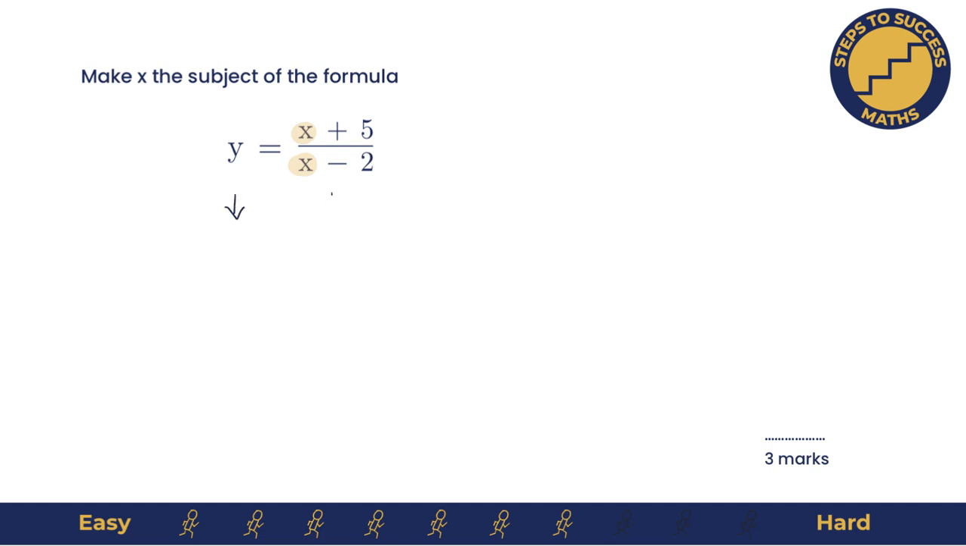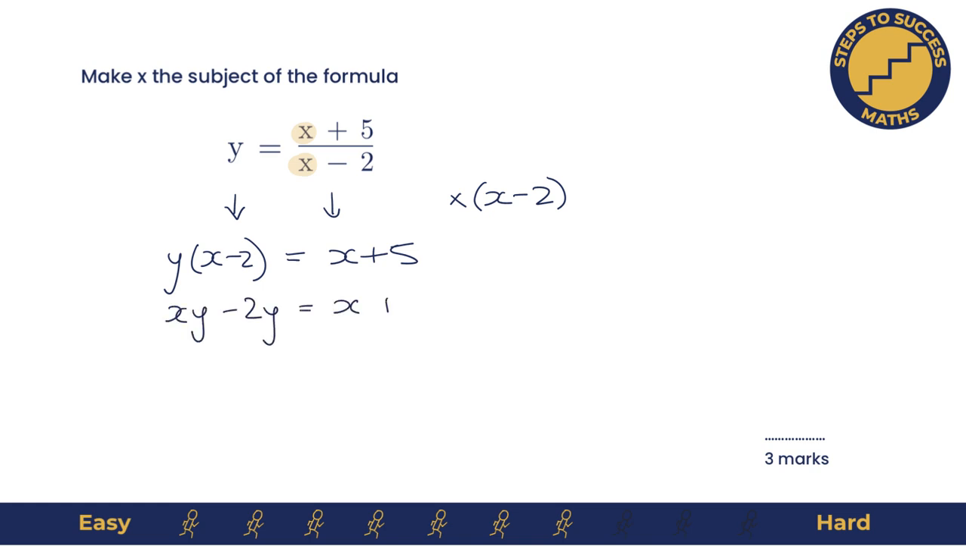fraction. So if we times both sides by what's on the bottom of the fraction, x take away 2, we've got y bracket x take away 2 is equal to x plus 5. Make sure when you multiply, you put the bracket round so you remember that y's got to times through by everything. So now we've got, if we multiply out the bracket, xy minus 2y equals x plus 5.